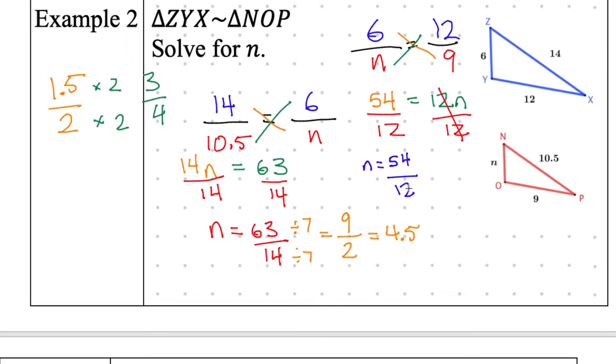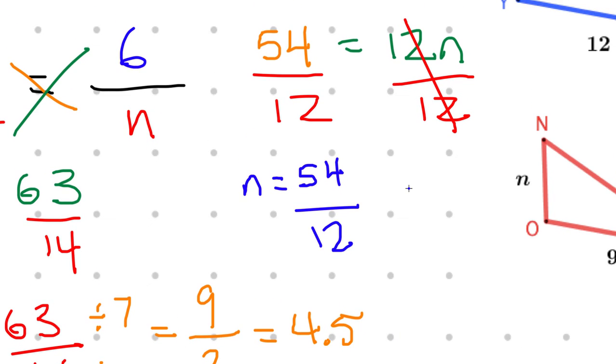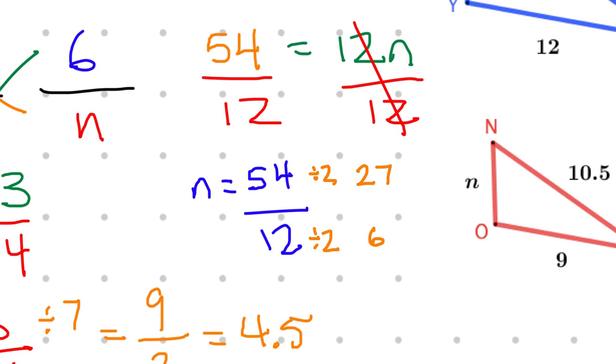And let's kind of zoom in here so we can reduce our fraction. 54 divided by 12, I can divide the top and bottom by 2. Divide by 2. 54 divided by 2, that's 27. And then 12 divided by 2 is 6. Oh, they're both divisible by 3. How do I know that? Well, add them. 2 plus 7 is 9. 9 is divisible by 3. So they're both divisible by 3. Divide by 3. Divide by 3.